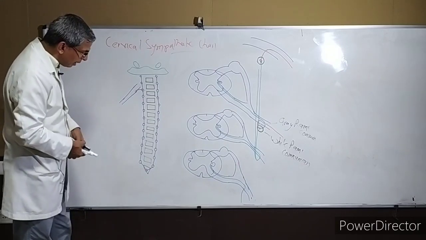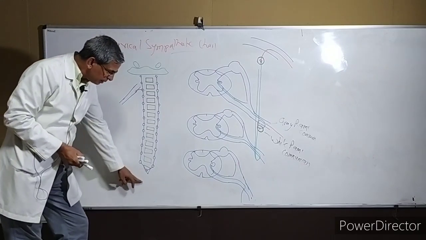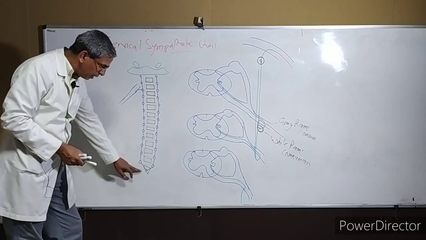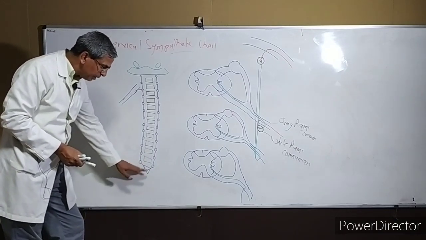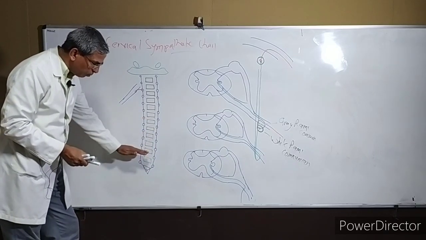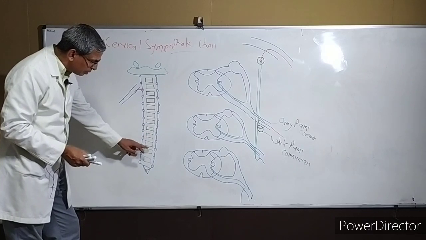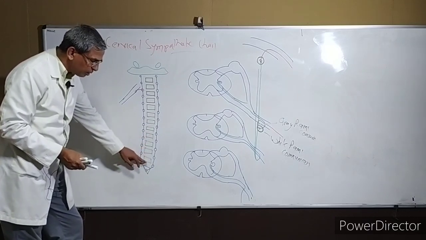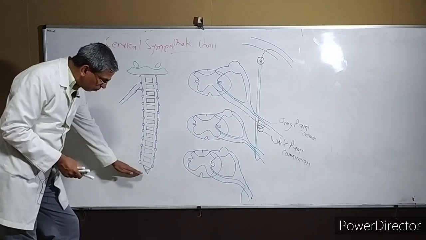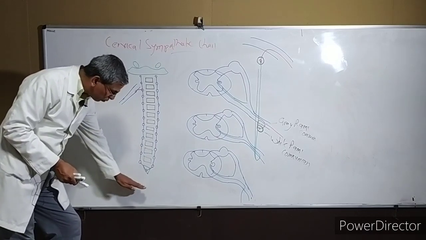The same thing occurs in the lower lumbar region, the sacral region and the coccygeal region. In the lower lumbar region, meaning L4, L5, and the sacral region, there are no sympathetic segments. The sympathetic segments extend only up to L2 or L3. So how does the sympathetic chain extend into the lower lumbar, sacral and coccygeal regions?